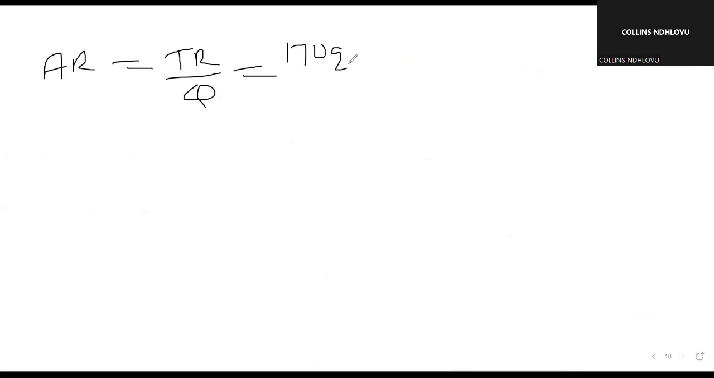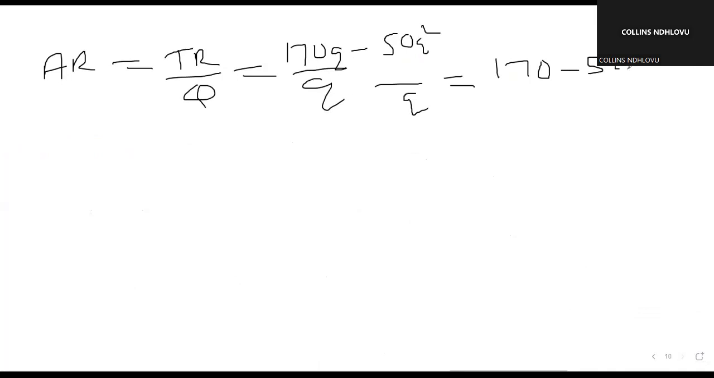Okay, then how do we find the average revenue? Who remembers? Average revenue is what? Total revenue over what? Quantity. Our total revenue was 170Q minus 5Q squared. So here I advise that you single out the Q throughout. So this will give us 170 minus what? 5Q. So not 50, that's 5. So usually for a perfectly competitive market, the average revenue is same as the price function.